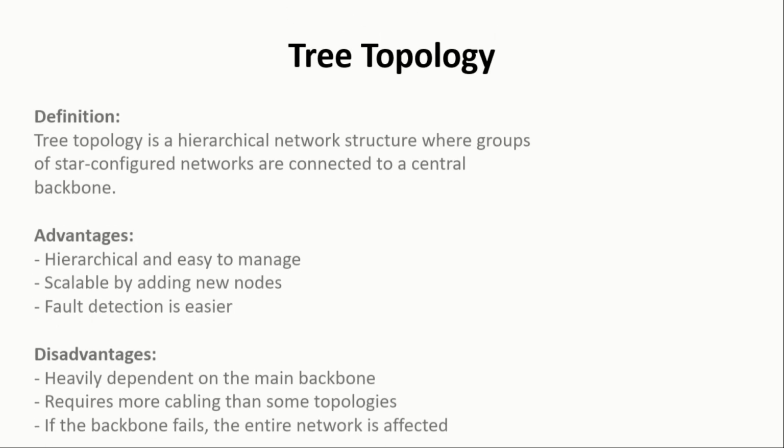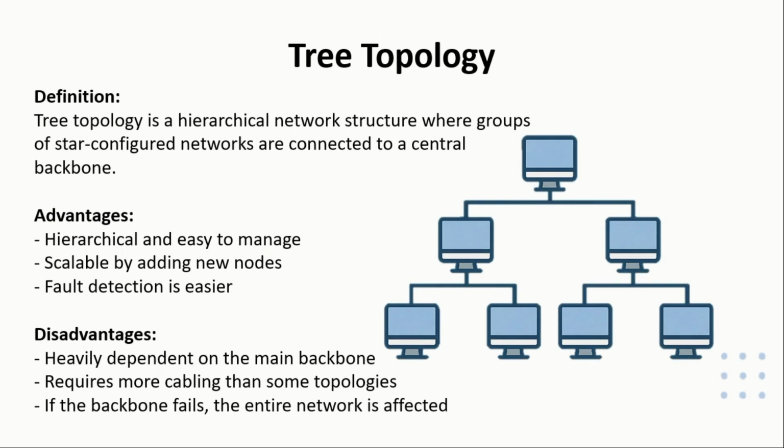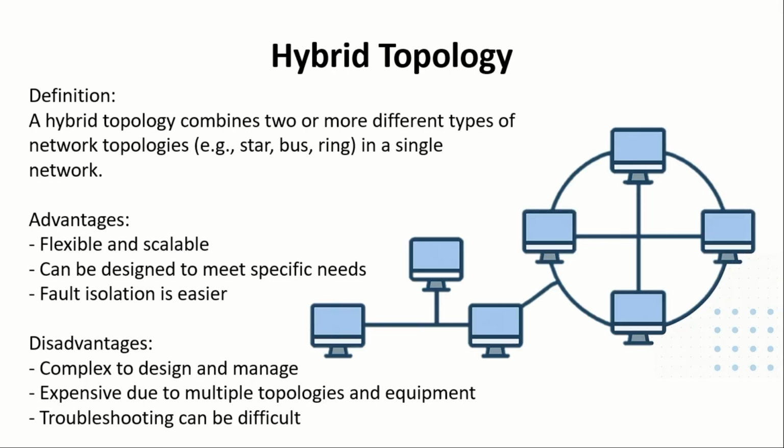Tree topology looks like a family tree, a mix of star and bus topologies. It's scalable and organized, but the backbone line must stay strong. Hybrid topology is a combo using different topologies together. It's flexible and efficient, but designing and managing it can be tough.